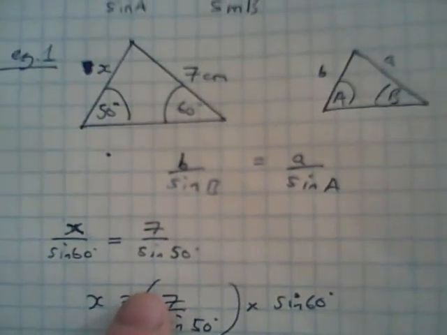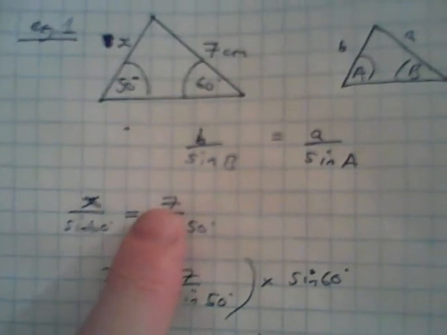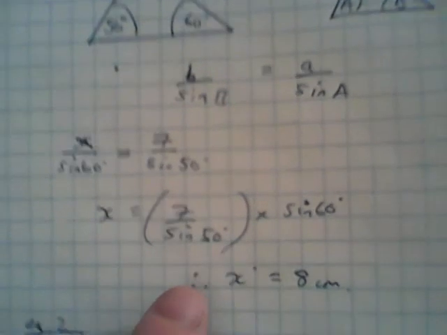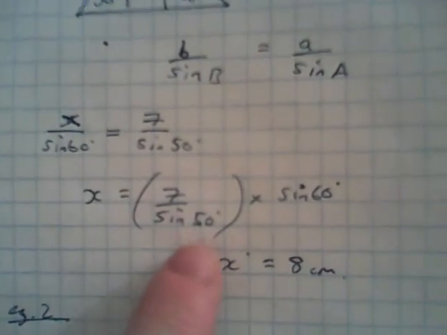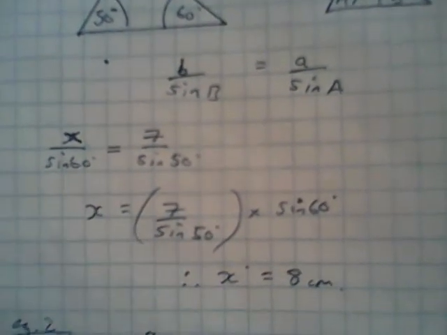You can cross multiply if you want, but if you set it up this way, all you have to do is multiply by this sine 60 up here. So I've done that there. Just make sure you tap that into your calculator correctly. You might want to put that in brackets in your calculator. And you should get about 8 centimeters. I think I rounded up for that one.